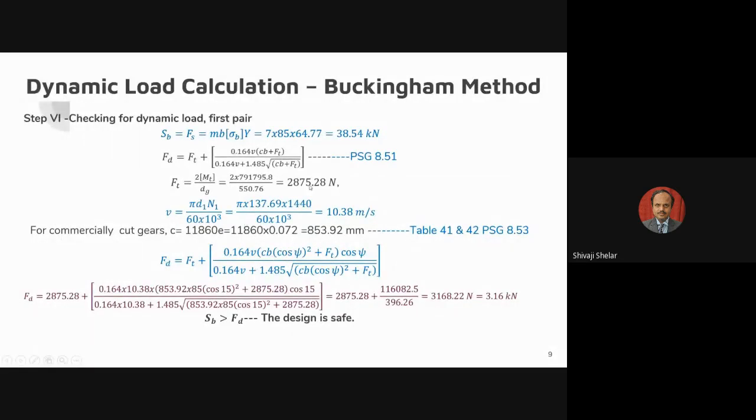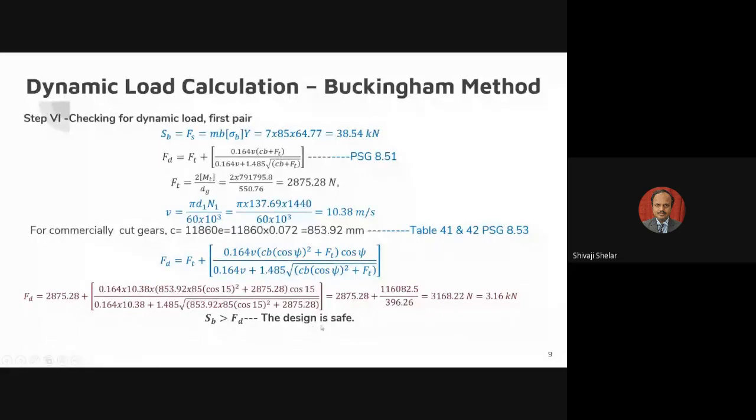Velocity is known, F_T is known. So this formula F_D comes out to be, by putting, see here, V is 10.38, C is 853.92, b here is 85, and psi is 15. After putting these values here, we get the dynamic load by Buckingham equation as 3168 Newton or 3.16 kilonewton. So if you compare this value with your beam strength value, it's very, very small. So your design is safe. So S_B is greater than F_D here. Your beam strength value is greater than the dynamic load.